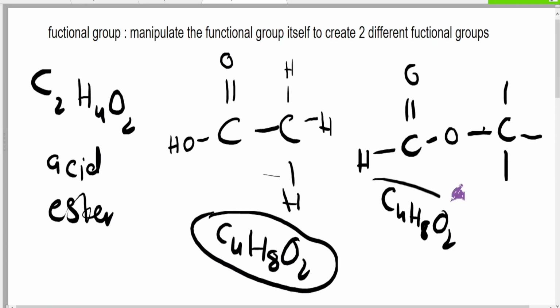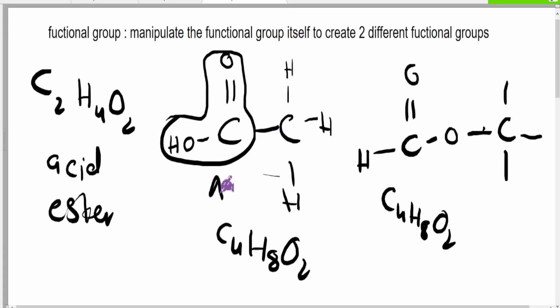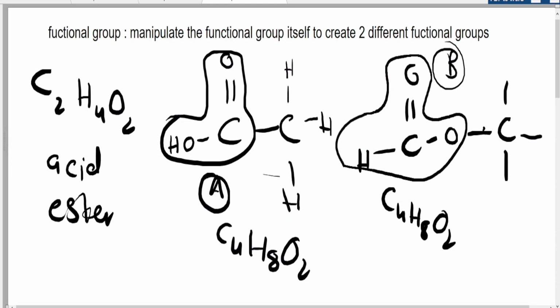Both have the same molecular formula and both have different functional groups. Both contain two different functional groups. This compound A contains a functional group called carboxylic acid. This compound B has an ester. Both of these are different functional groups, so yes, it is a functional group isomer.